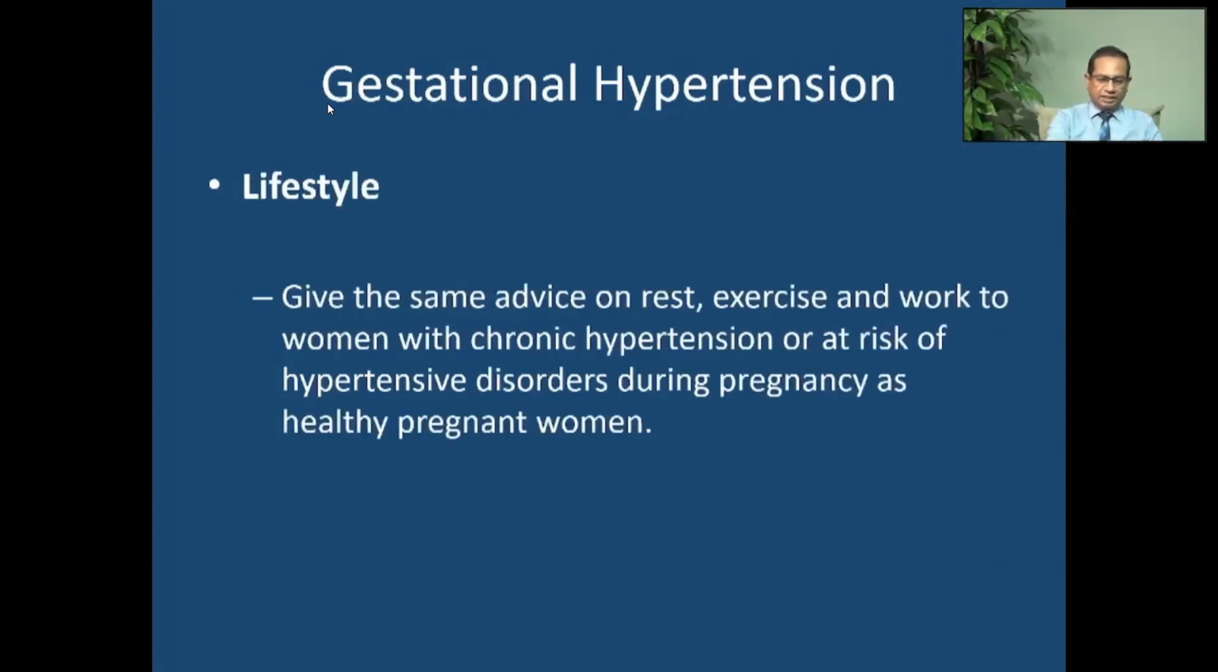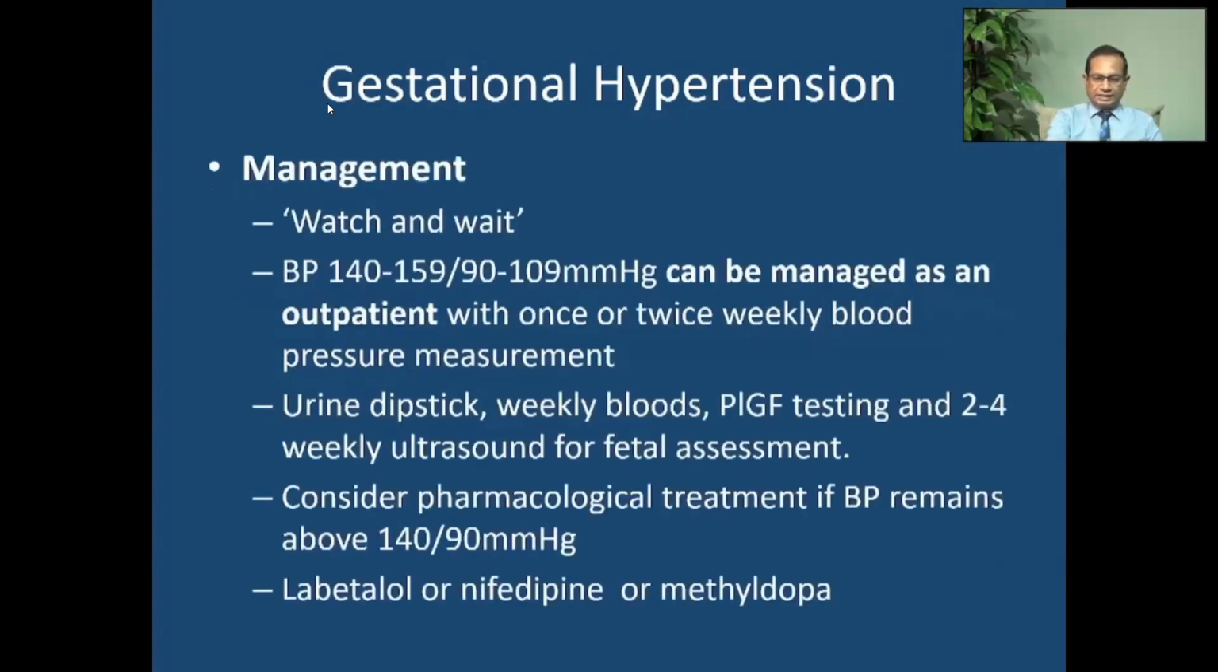When it comes to lifestyle, give the same advice on rest, exercise and work to women with chronic hypertension or at risk of hypertensive disorders during pregnancy as healthy pregnant women. When it comes to the management of gestational hypertension, there are two aspects. One is watch and wait, that is, blood pressure of 140 by 90 and less than 160 by 110 can be managed as an outpatient with once or twice weekly blood pressure measurements.